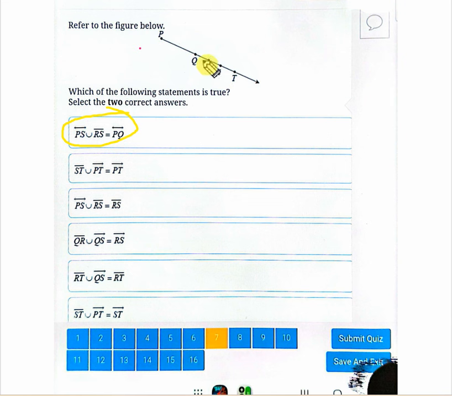ST, sorry, the segment ST. And then we have PT. PT is going in this direction. So what is it? PT, yep. These two are the answers. Let's go to the next one.